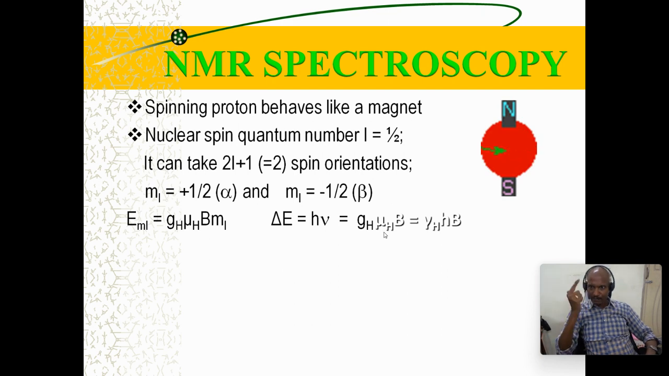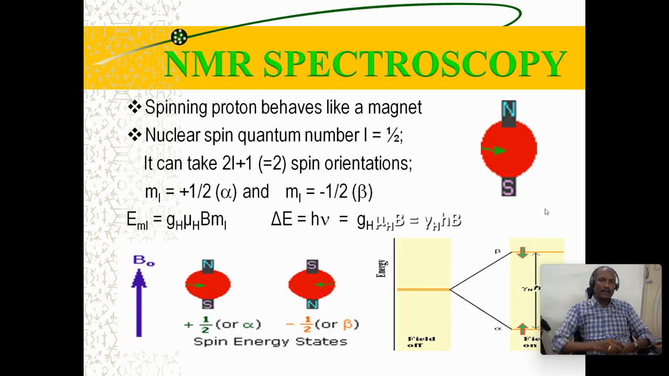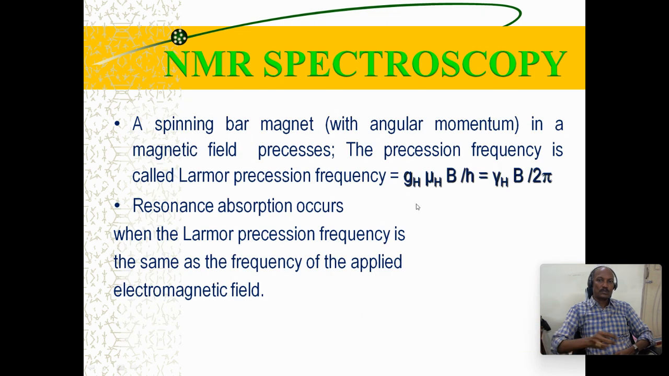How the spinning can be observed can be beautifully shown in this particular diagram. It is a beautiful diagram. The spin energy states are of two types: one is plus half or alpha, and the other is minus half or beta. It is one direction, clockwise, and the other anti-clockwise. Depending upon the direction, we can consider plus half as well as minus half. And the field difference can be explained in these two aspects.